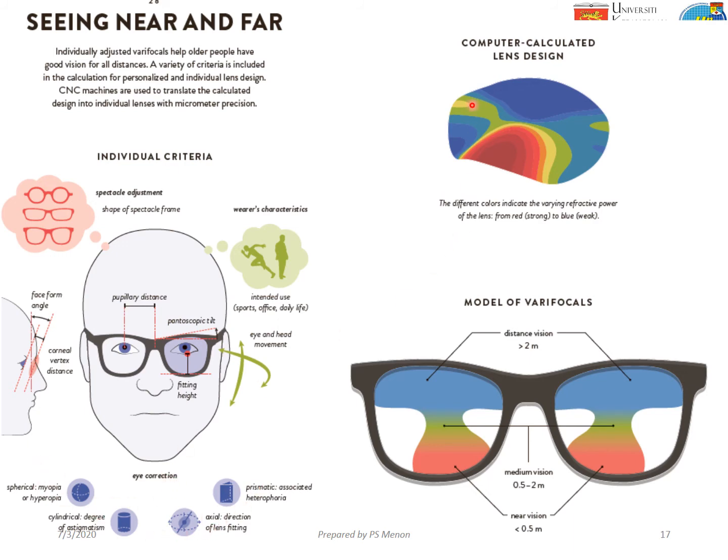So you have computer calculated lens design based on the eye correction and also based on the person. The different colors indicate the varying refractive power of the lens, from red, which is high refractive index, to blue, low refractive index material. And we can create this varifocal. You can see here, this is for near vision, that means to read and so forth, medium vision, and this is for far, while driving and so forth. The whole thing can be constructed using a laser.